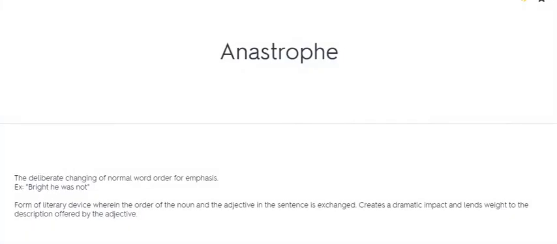Anastrophe. The deliberate changing of normal word order for emphasis. Example: Bright he was not. A form of literary device wherein the order of the noun and the adjective in the sentence is exchanged, creates a dramatic impact and lends weight to the description offered by the adjective.